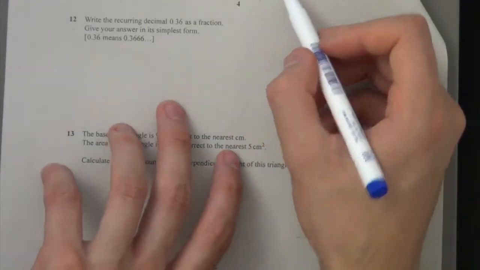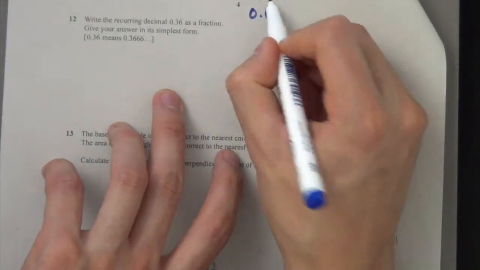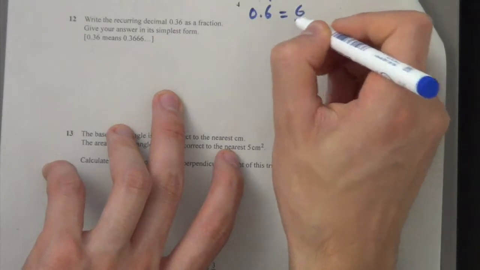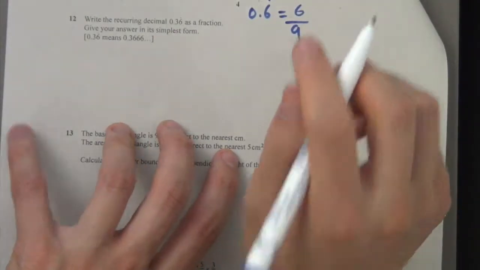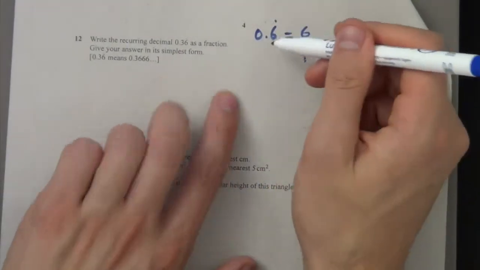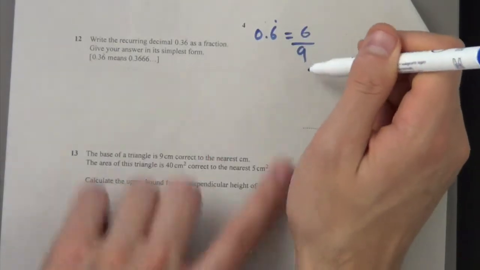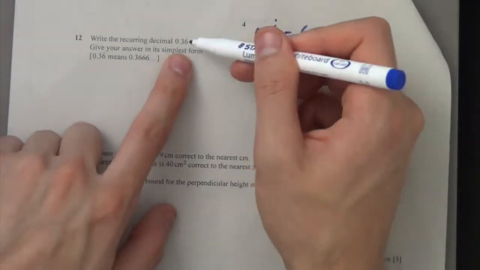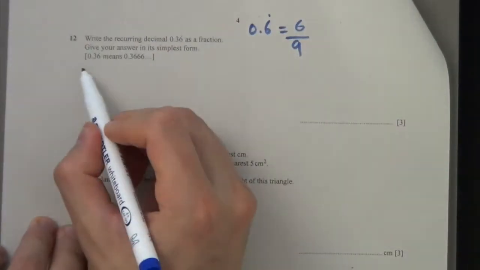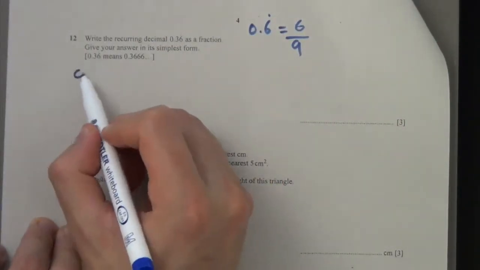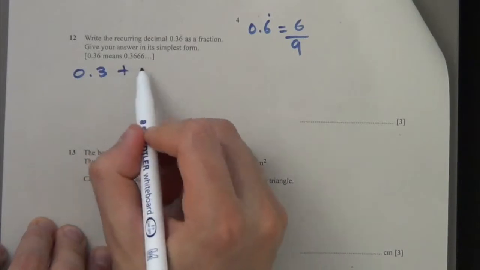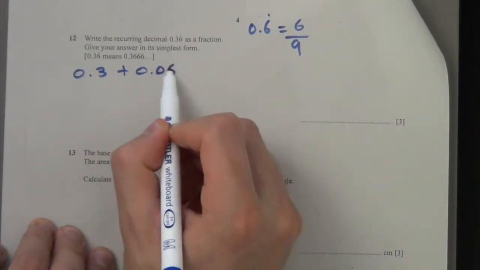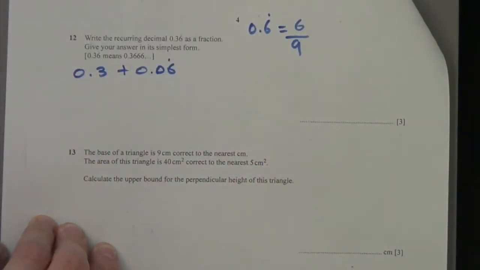So what do I mean by that? So I'm going to say 0.6 reoccurring is equal to 6 over 9, okay? So it's just a rule you have to learn. So if it was 0.3 reoccurring, it would be 3 over 9, and so on. Okay? So I'm going to rewrite this decimal 0.36 reoccurring as 0.3 plus 0.06 reoccurring. Okay?